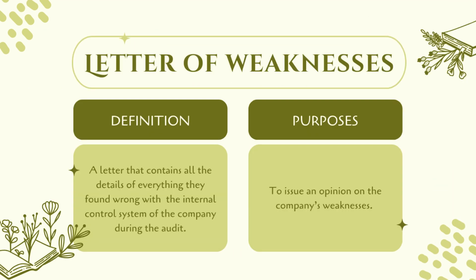So, a letter of weaknesses is a letter that contains all the details of everything the auditors found wrong with the internal control system of the company during the audit. As you can see here, the letter of weaknesses focuses on the internal control system of a company. The purpose of issuing the letter of weaknesses is to issue an opinion on the company's weaknesses, and then the auditors will suggest ways to correct or fix all these weaknesses.